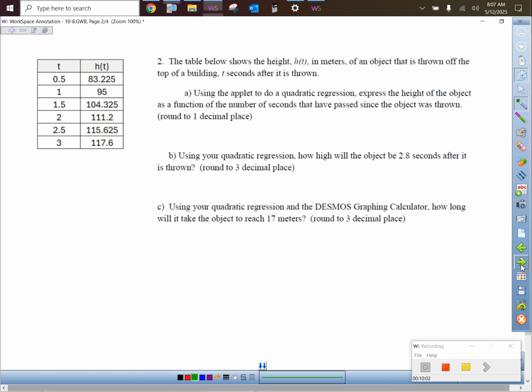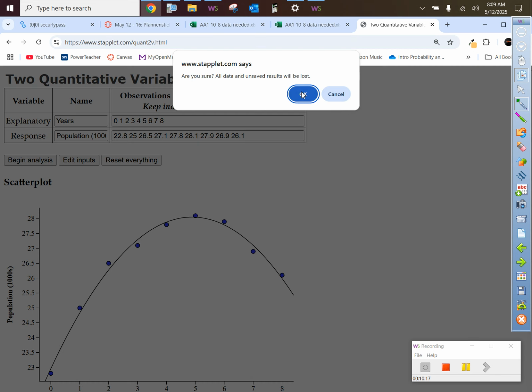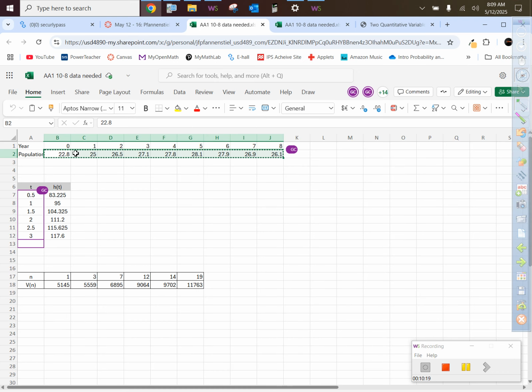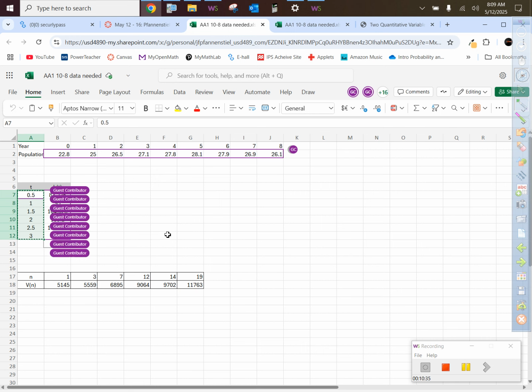The table below shows the height in meters of an object that is thrown off the top of a building t seconds after it's thrown. Use the applet to do a quadratic regression of it. So let's do that again. Let's go back to the applet. I'm going to reset everything. And I got the data right here. So we'll do our time. I'm so nice to type all this into a spreadsheet for us. This is the time in seconds. And then the other thing is the height of that data.